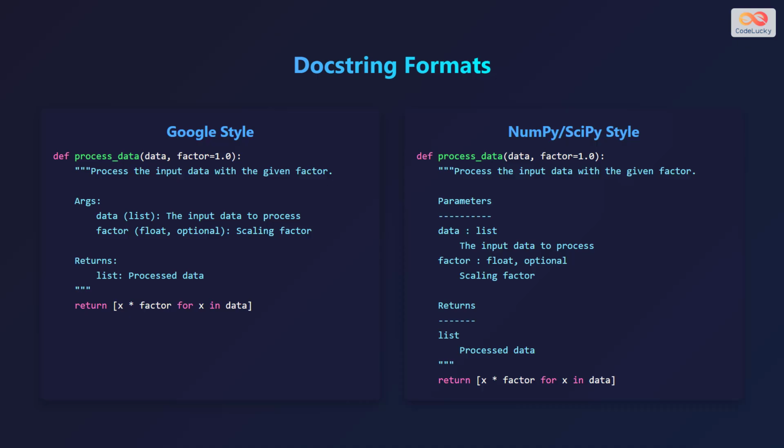There are several popular formats for writing docstrings, and following a standard format makes your documentation more consistent and easier to read. Here, I'll show you two common styles: Google style and NumPy or SciPy style. In Google style, you use sections like args and returns to describe parameters and return values. Notice how each parameter and return value is clearly labeled with its type and a brief description. In NumPy or SciPy style, the structure is similar, but it uses parameters and return sections with a slightly different layout. Both formats are widely used, so choose one and stick with it for consistency across your project.